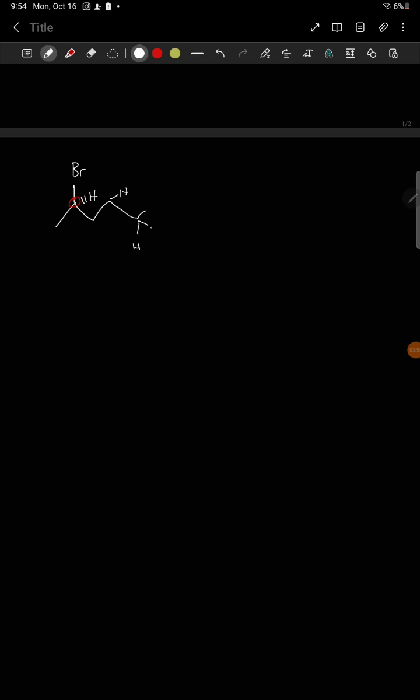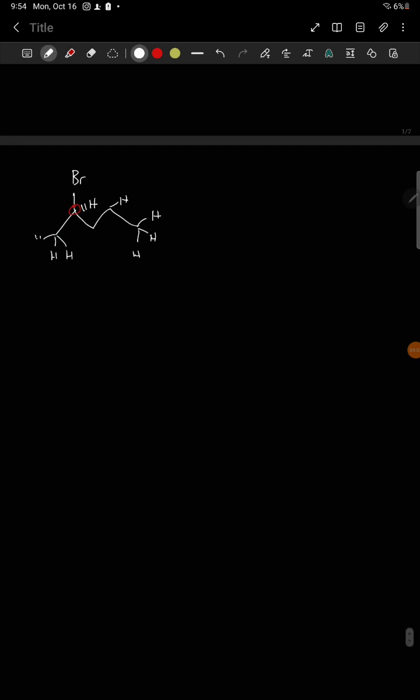hydrogen. We can't forget those. Those are very important because those also contribute to groups. Right here, we have one group, another group that comes off, this group, and then finally that hydrogen group. That's 4. That is a chirality center because there are 4 different groups.